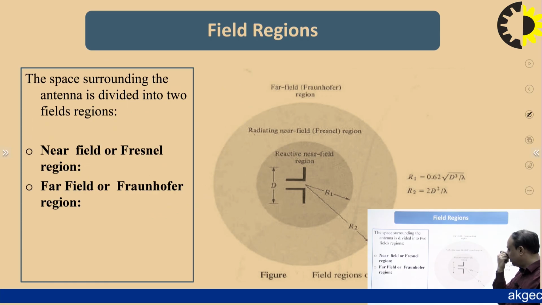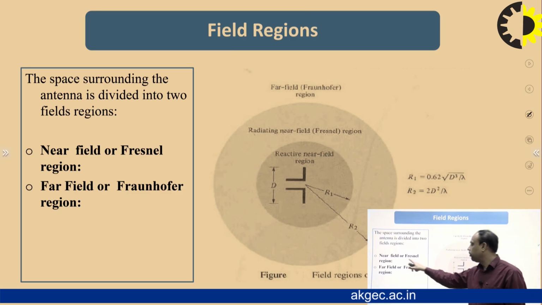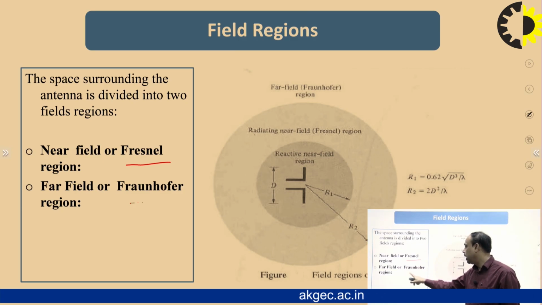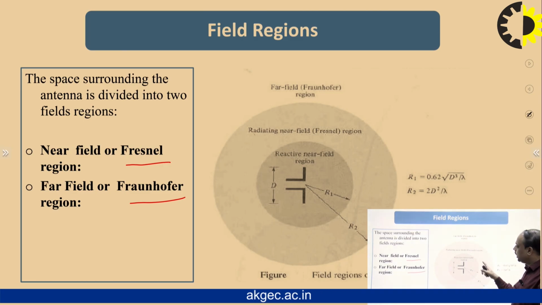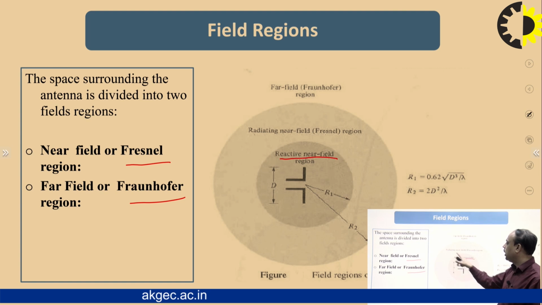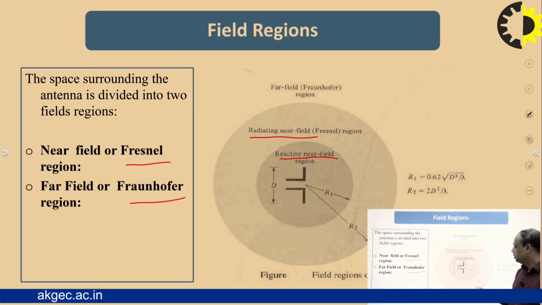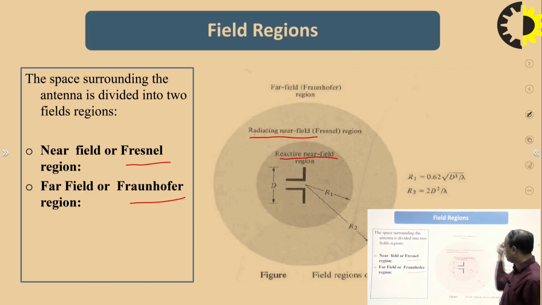So these are the different transmitting zones of the antenna. This is the field zone, and it is divided into three categories: near field or Fresnel zone, and far field, and there is one more in the near field. There are again two things, that is radiative near field and reactive near field. This complete region is known as the near field region or Fresnel region, and this outer region, out from R2, is known as the far field region.